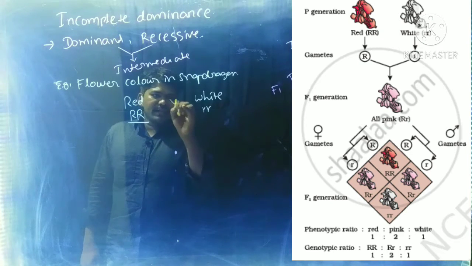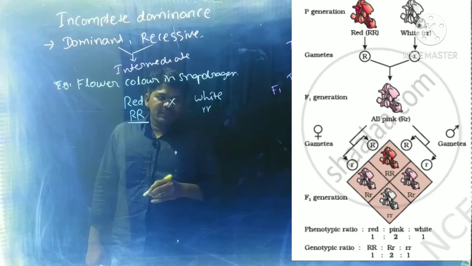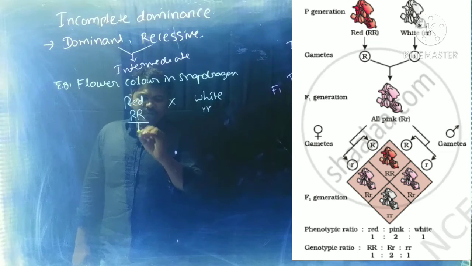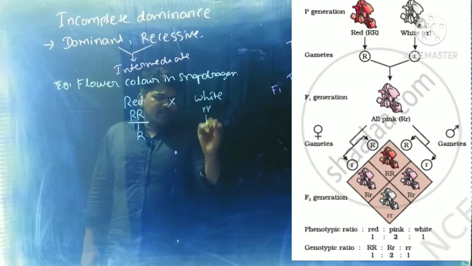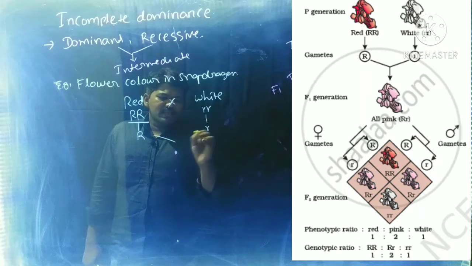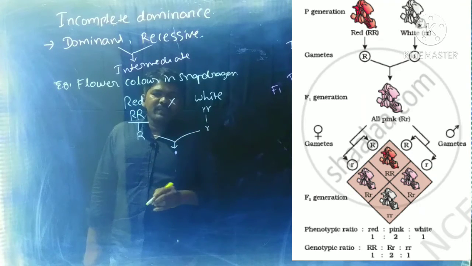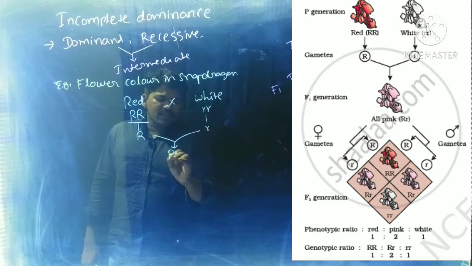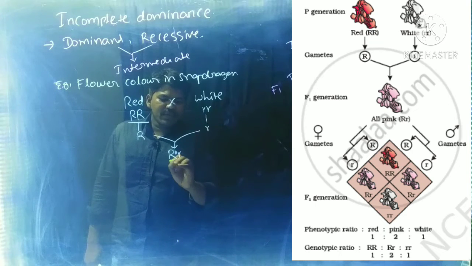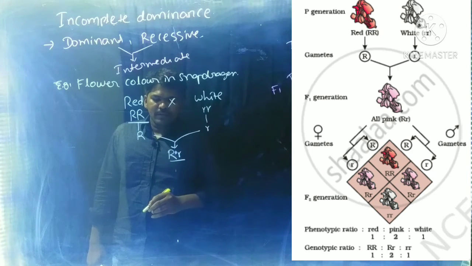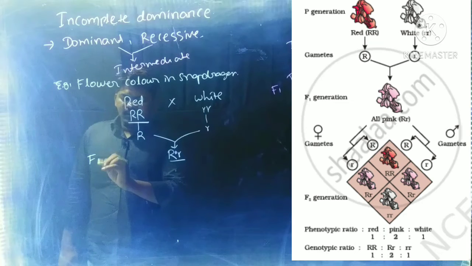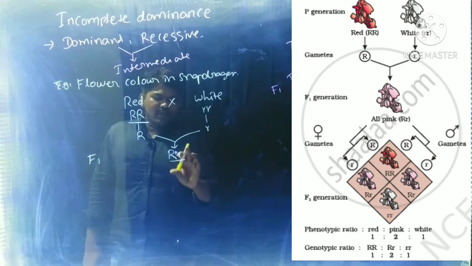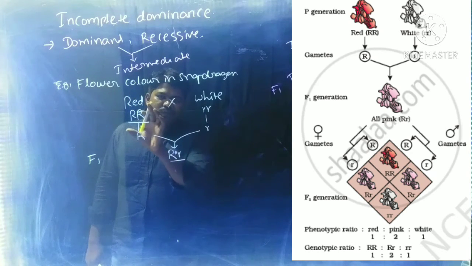Then if you cross the red color flower plant with the white color flower plant, we can see the formation of same type of gametes in both. Then we can see mixing of both gametes, which leads to formation of the F1 generation. The F1 generation genotype is capital R, small r. But according to Mendel, what happened? The F1 generation plant should express only one parental character, that is the dominant character.